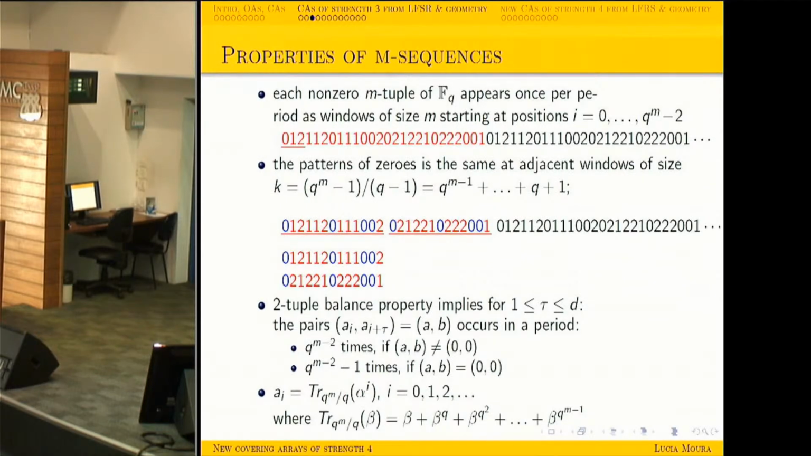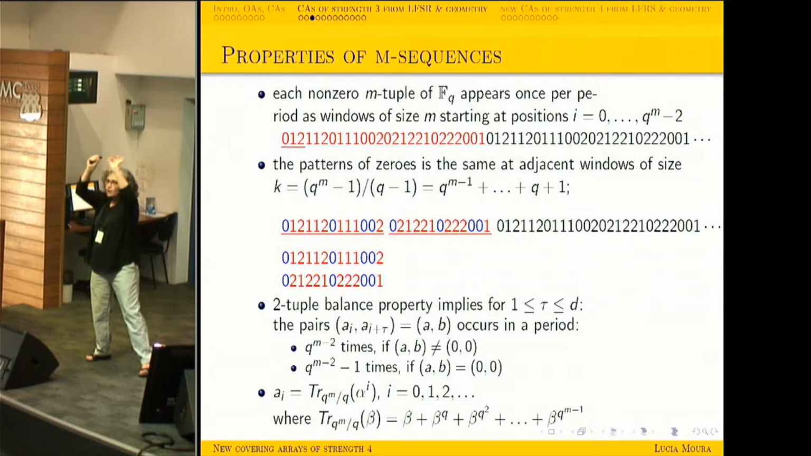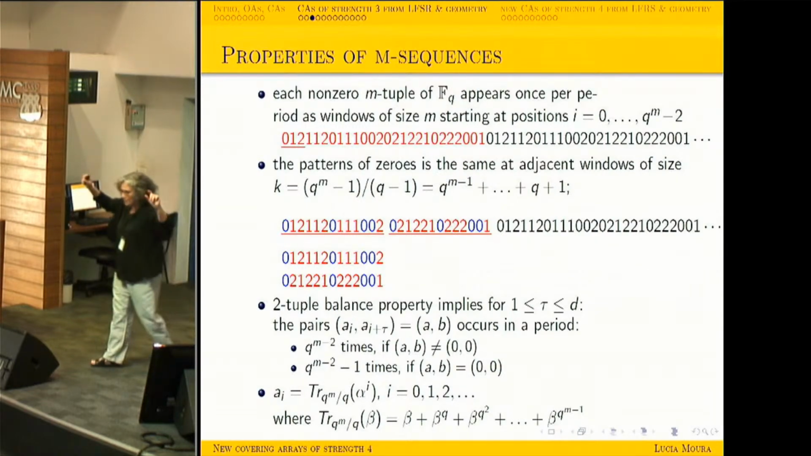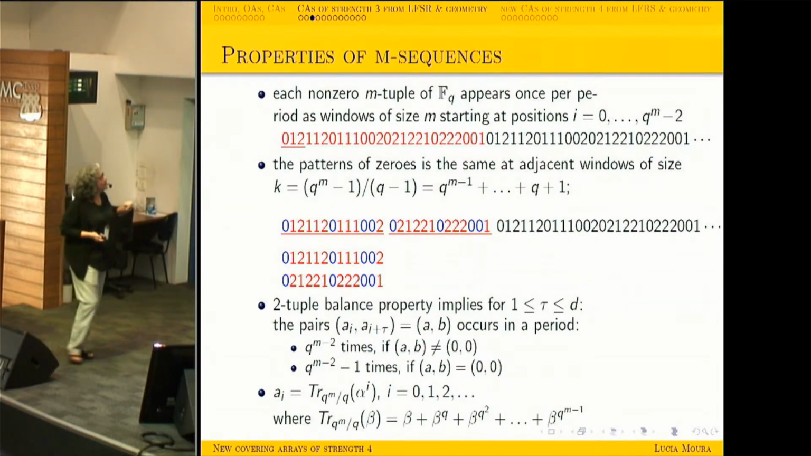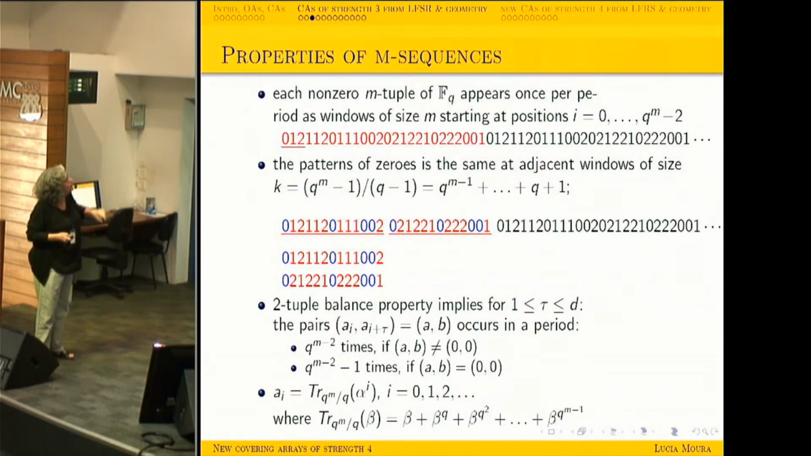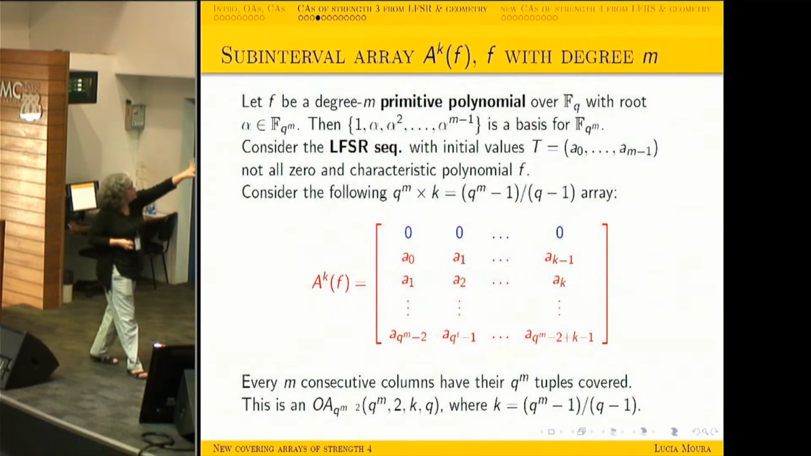The two-tuple balance property tells me that if I look at all the pairs at the same distance in the sequence, all those pairs occur the same number of times for the non-zero ones, exactly q to the m minus 2. One less for the 0, but we'll fix it by adding an extra row of zeros. And also the sequence can be built simply by taking the trace of that primitive element to the power i, which will generate a0, a1, and so on, just using the trace, right? So I won't go through this.